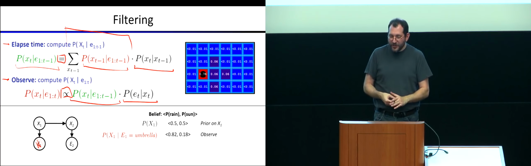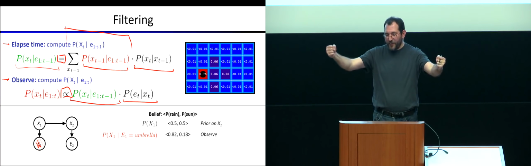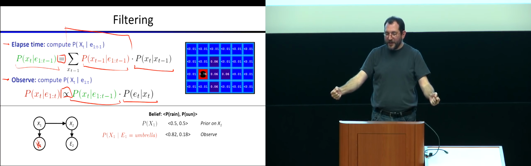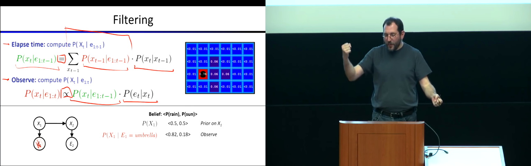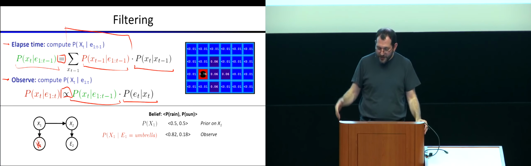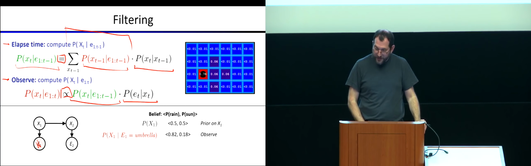Now we do some computation. And we see, okay, there's this 0.5 and 0.5. They both get multiplied by probability of umbrella. One of those probabilities is very high, one of them is very small, and when you renormalize, you end up with something like this. So now I think it's rainy.